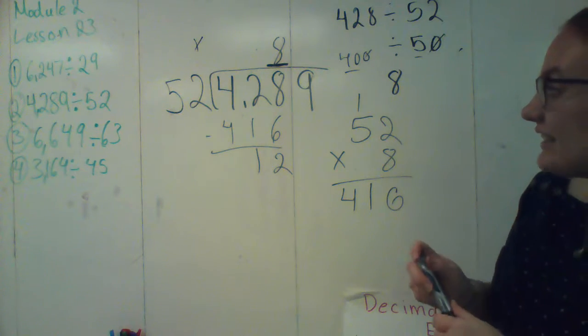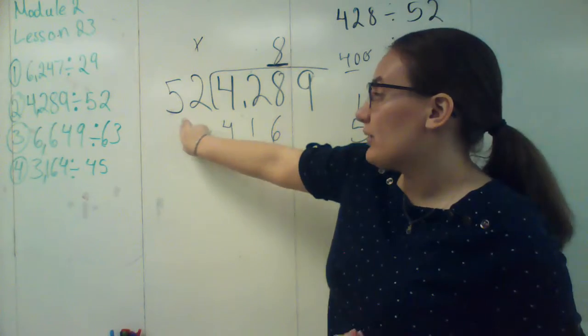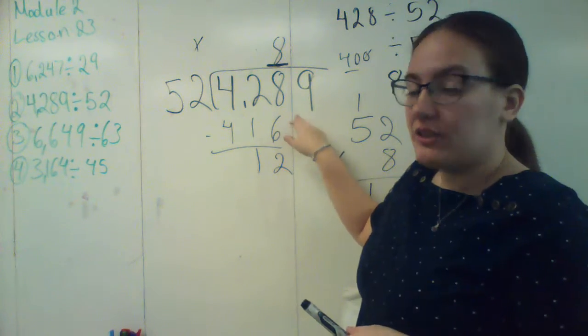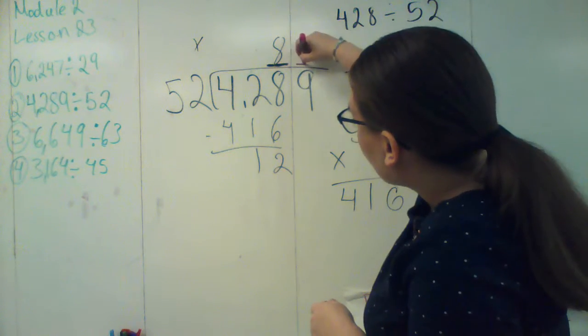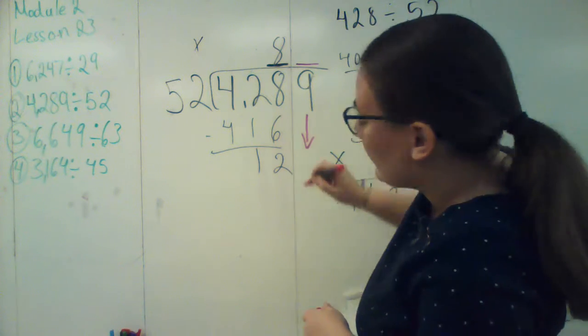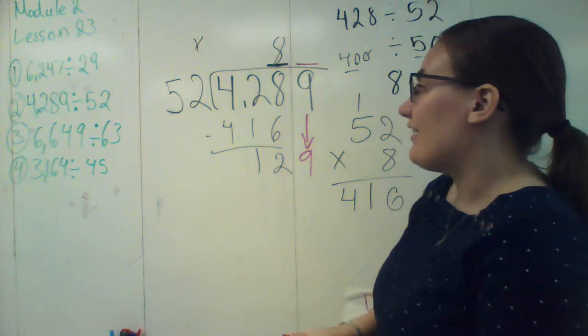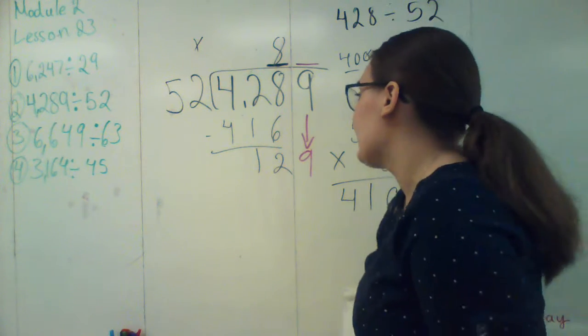Now, I still need to bring down this 9. So remember, you're not done. Just because you can't fit 52 into 12 doesn't mean that you're done, because you still need to bring down this 9. So I'm going to draw a line up here to remind myself. Then I need to do that place value. I'm going to bring down that 9. And now I need to think about how many times can 52 fit into 129.